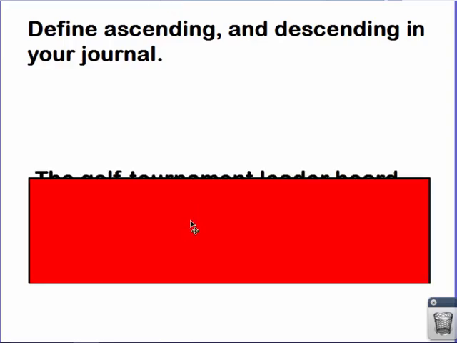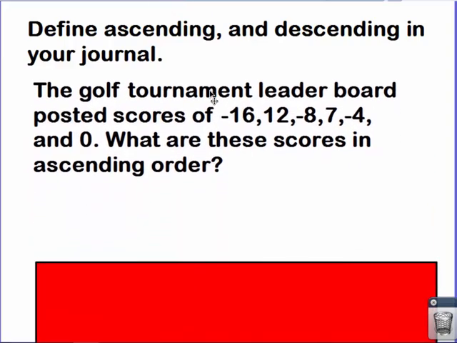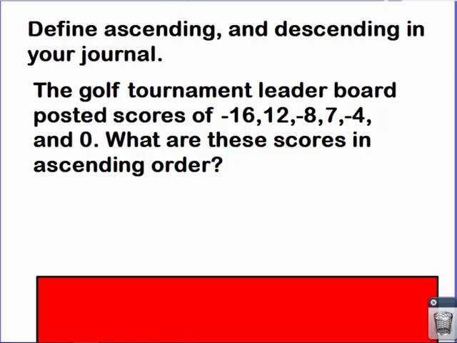We need to understand those two words. So if we did that, here is a math problem that would require you to know that. It says a golf tournament leaderboard posted scores of -16, 12, -8, 7, -4, and 0. What are these scores in ascending order? Now you might have heard that I call this -16 and -8 and -4. Minus and negative are synonyms of each other, and you can use them either way. So we want them in ascending order, and ascending order means least to greatest.